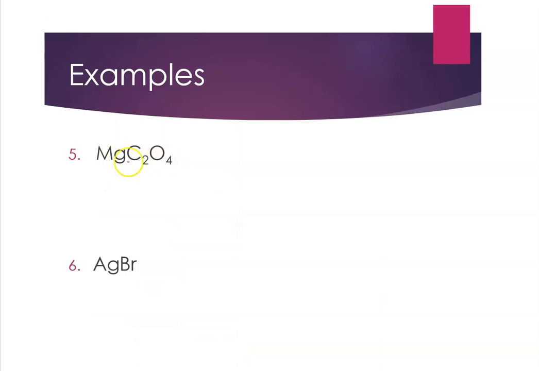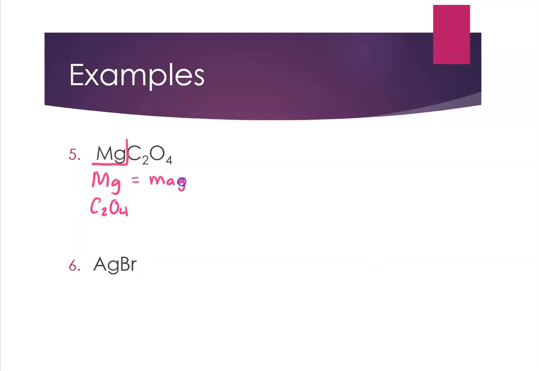Okay, this next example we're looking at here, MgC2O4, three elements, so at least one of them is polyatomic. The only time that the cation is a polyatomic ion is if it's NH4. So if it doesn't start with NH4, then you automatically know that the first element is by itself, and then everything after that goes together.